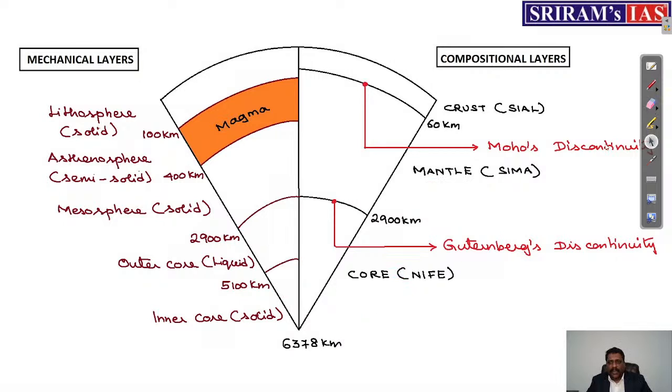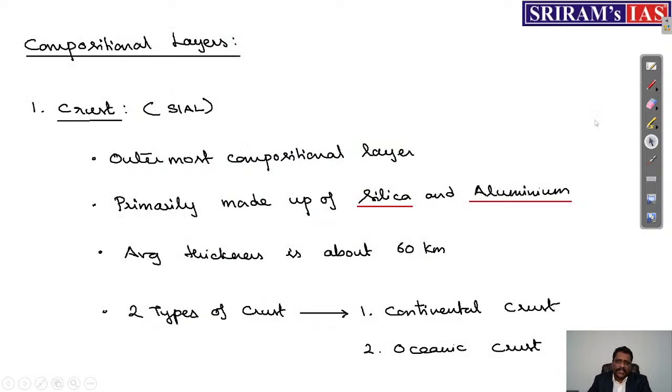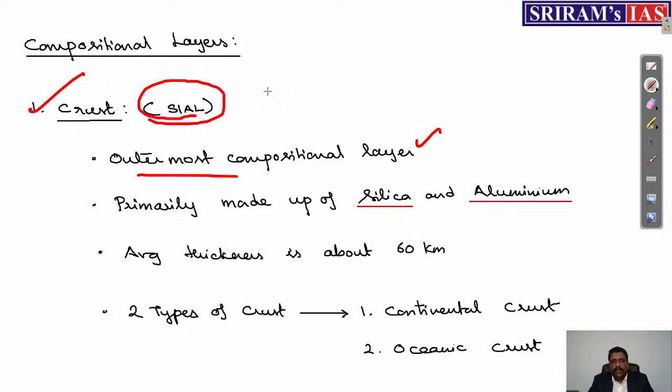Okay. Right, my friends, one by one, basic facts. Already you know, but still, rushing through it. When I talk about the composition layer, crust, I know the fact that crust is the outermost composition layer. And crust is largely, majorly made up of silica and aluminium, right? That's the reason crust, sometimes you call them as what? Sial. You call them as Sial.